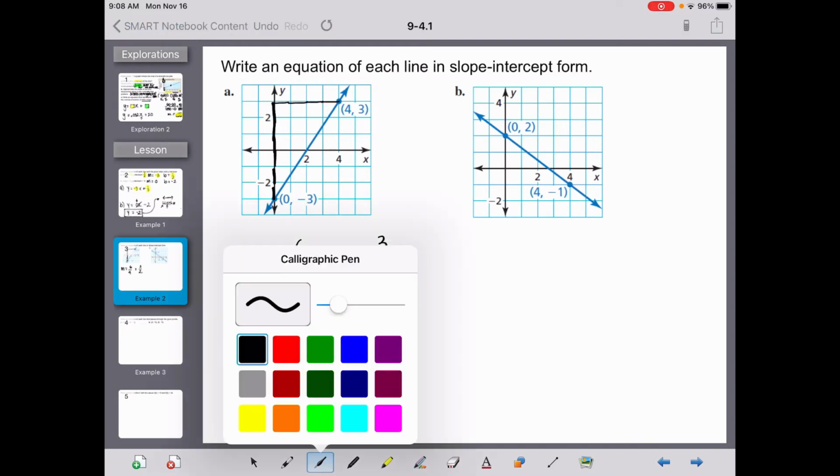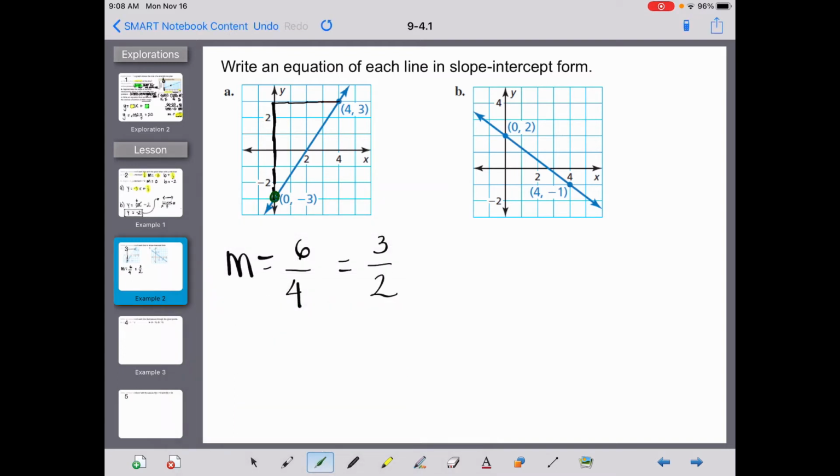Our y-intercept is where the graph touches the y-axis. So my b value is negative 3. Put your equation together in the form y = mx + b. m is 3 halves, and b is minus 3.